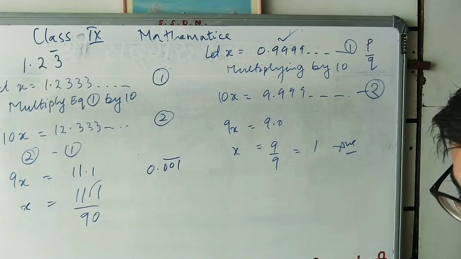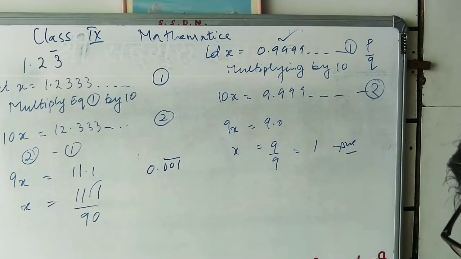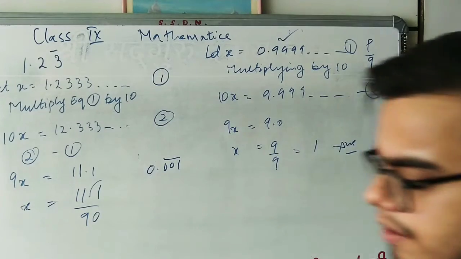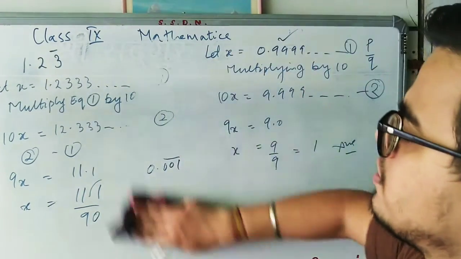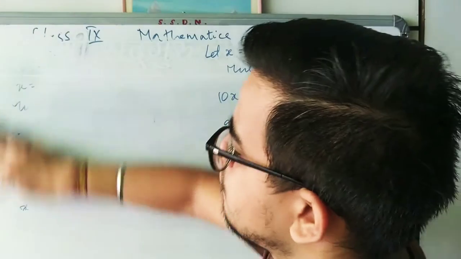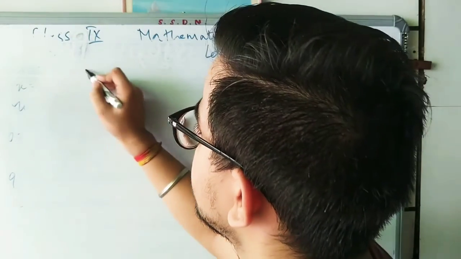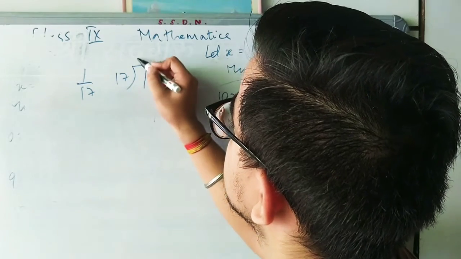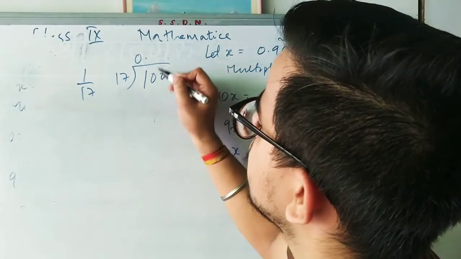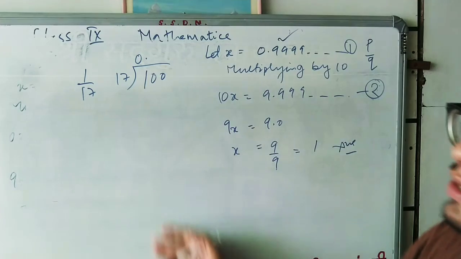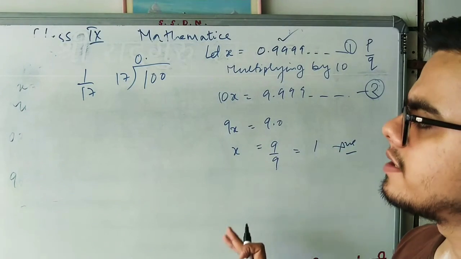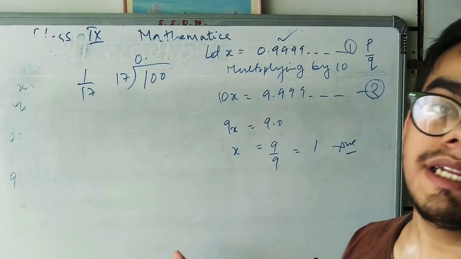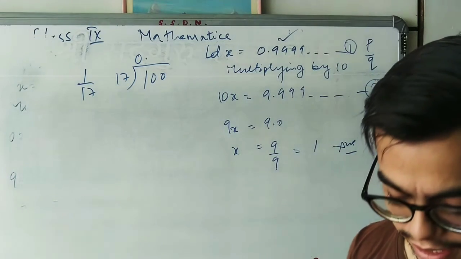Now the fifth question is to express 1 by 17 in decimals. So what would you get on dividing 1 by 17? Start dividing. Then it would be 100, and when you divide this completely, you would get the answer. And you see, this answer would be a non-terminating and repeating decimal expansion.